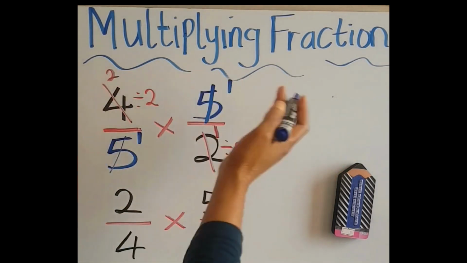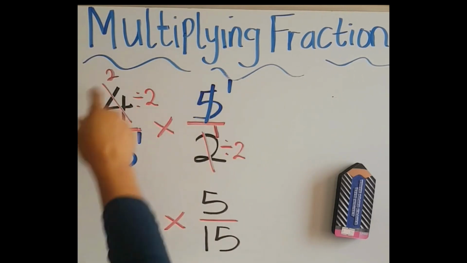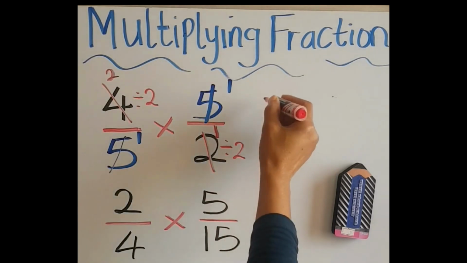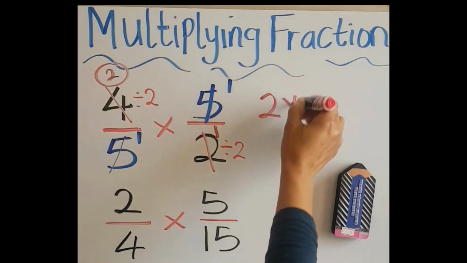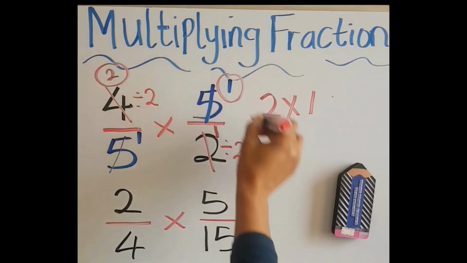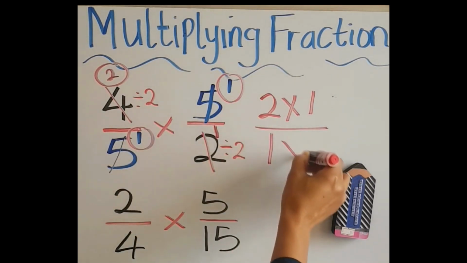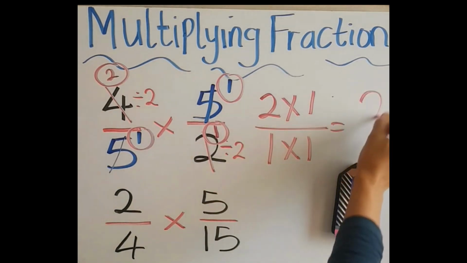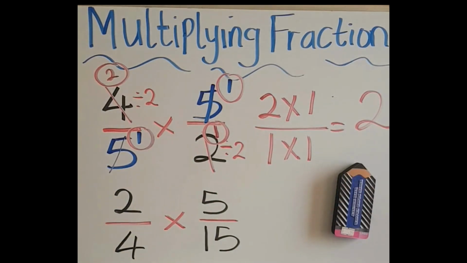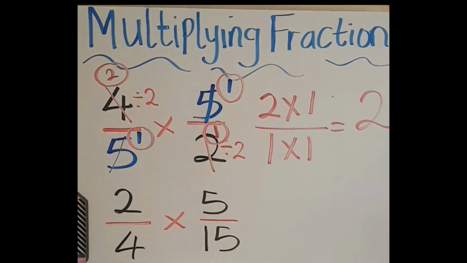Now you will multiply the answers across. So what do we have here? We have 2, which is this one, times 1, which is this one, all over 1 times 1. So the answer is 2. 2 over 1 is 2. Alright? Let's do the next one.